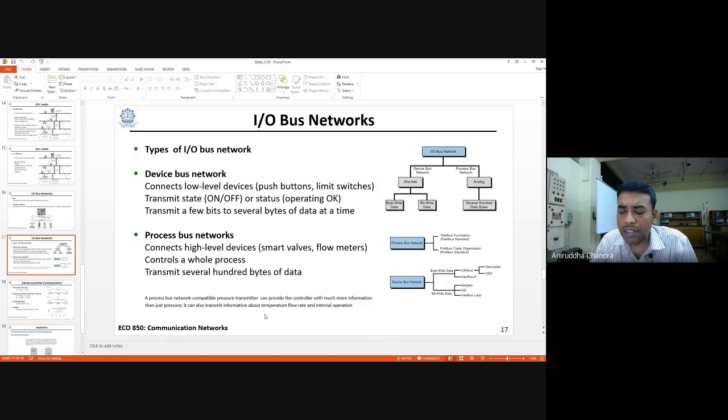An example is shown below in a small font size. Suppose in a process bus network, a compatible pressure transmitter can provide the controller with much more information than just pressure. It also transmits information about temperature, flow rate, and so on.